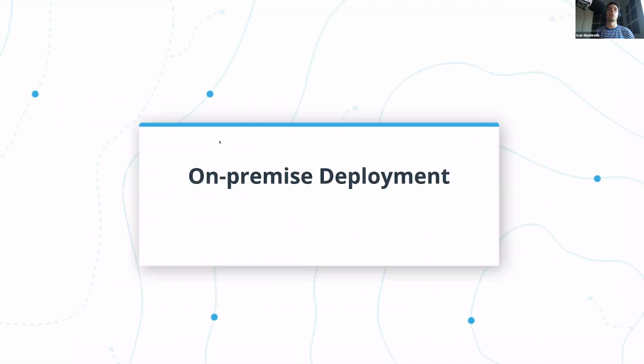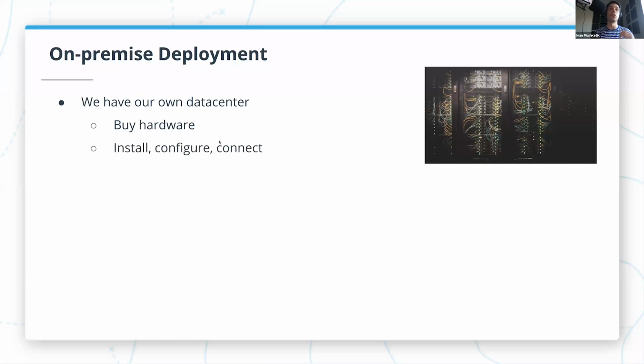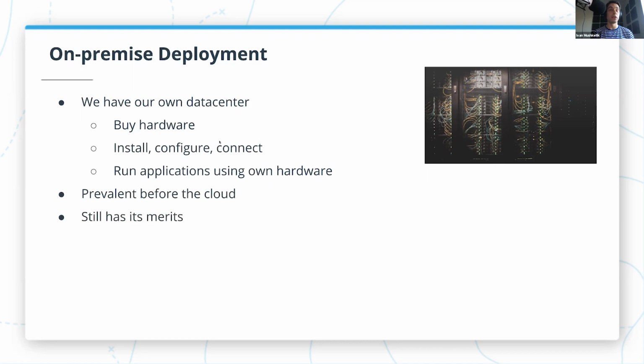So first of all, we will start with on-premise deployment, which was the main option before the rise of cloud providers. And what is on-premise deployment? Well, in on-premise deployment, a company owns a data center. It may even own the building where the machines are running. The company would have to buy hardware, install hardware, configure hardware, connect it, and run applications using its own hardware. It was, of course, prevalent before the cloud, and it still has its merits, so there are still reasons why we would want to avoid the cloud, and we will talk about this in just a couple of minutes.